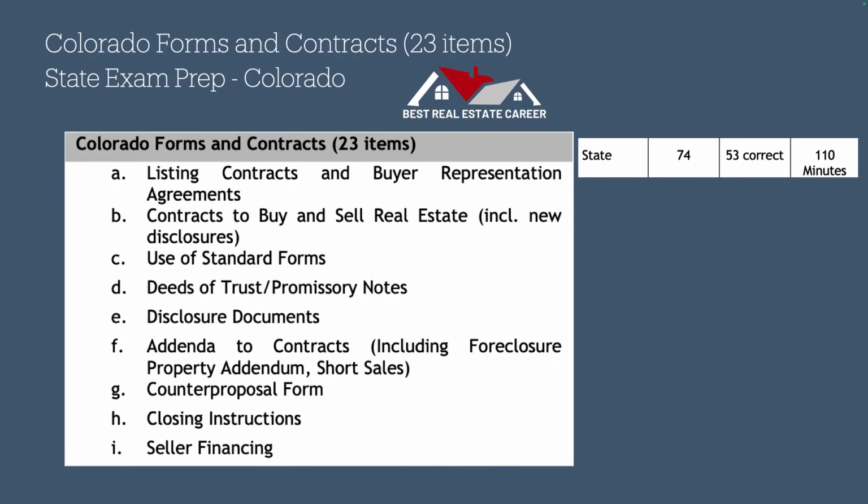So if we look at this, what we know is this. On the state exam, there's 74 questions. And out of that 74 questions, you have to get 53 of them correct. Well, 23 of them are these Colorado forms. So we're talking one third of your entire state quiz is around this one section. So that's all we're going to focus on today.